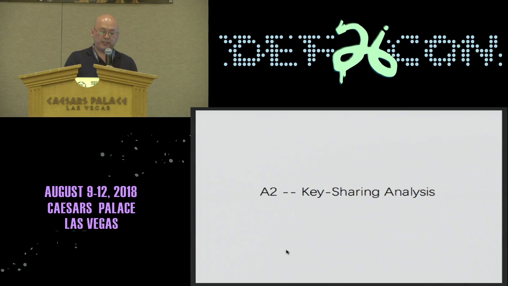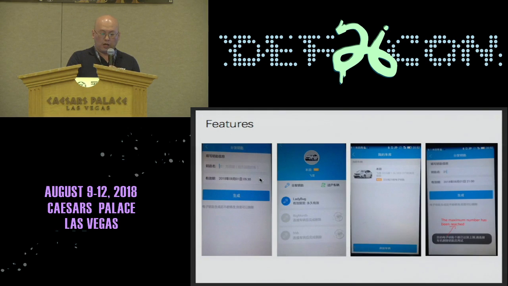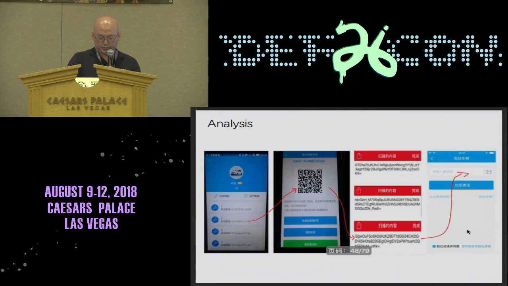But let's look at the key sharing, since this is a very cool feature. The way it works is very simple. We can create a name for the key you want to share, and then there's a timing. Here you can set it permanently, or set a time limit. And the key, as I mentioned, is only up to 20 users. Once you reach that point, the application will not allow you to go any further.